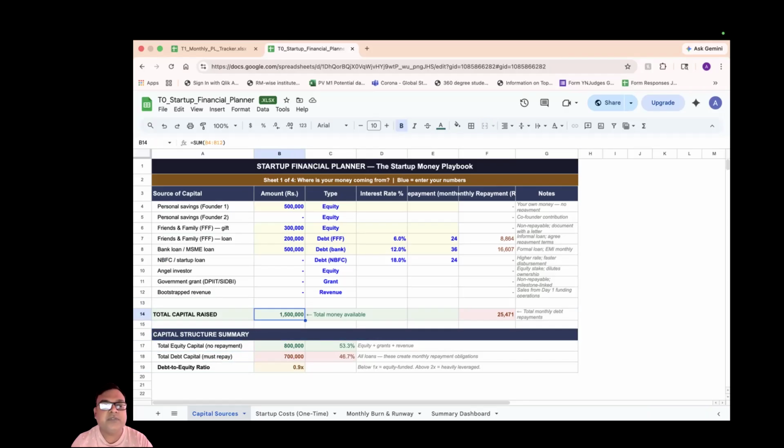This total capital which you have raised is what exactly? What is the split? How much percentage is equity? How much percentage is debt?